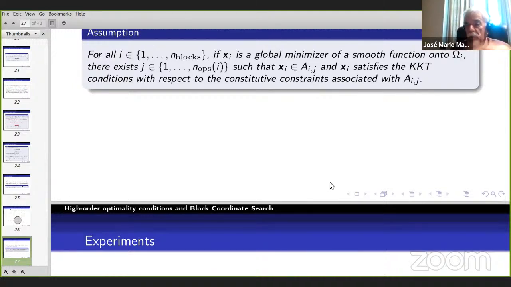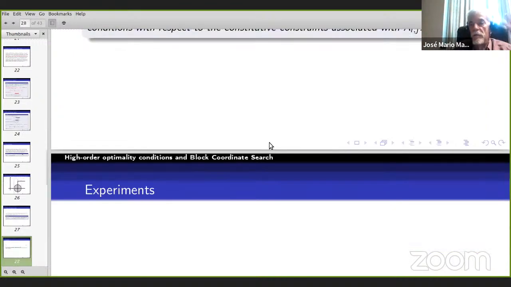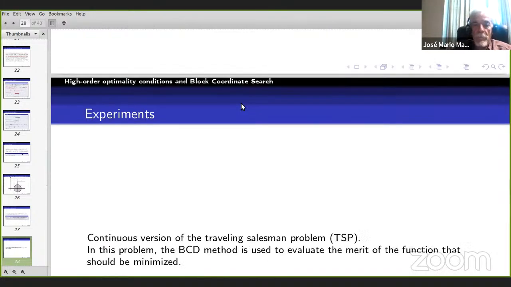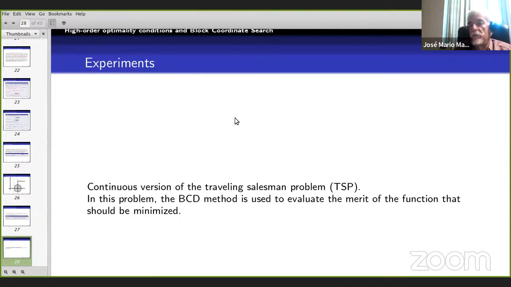Repeating, I have the algorithm, I have this almost cycling strategy. For each iteration of the discrete algorithm, I need to solve a problem with BCD. I do this, and the algorithm is implemented that way. So in the experiments, I am going to use the example that I anticipated in the first slides, this problem that we define as the continuous version of the traveling salesman problem, TSP. In this problem, the only difference with the TSP is that for evaluating the function in the TSP, I am going to use the BCD method.